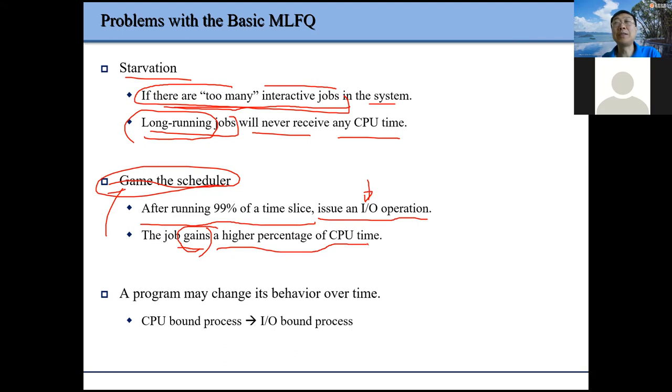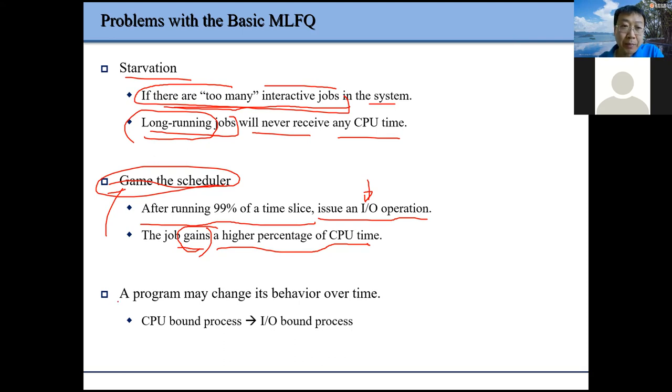Every time, before I use up my time slice, I just give up and say I have IO. Then after a while I go back and say, I am ready now. So I can always game the scheduler.